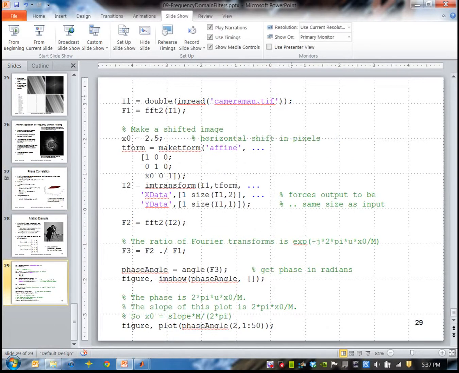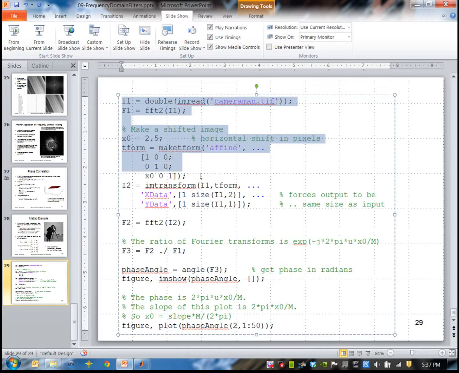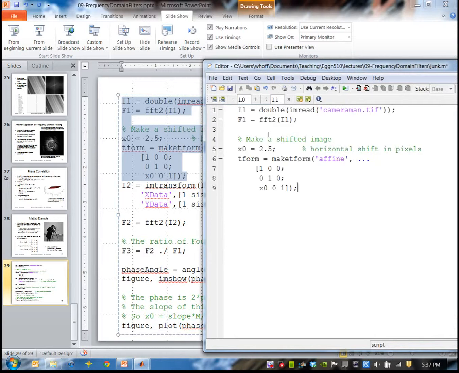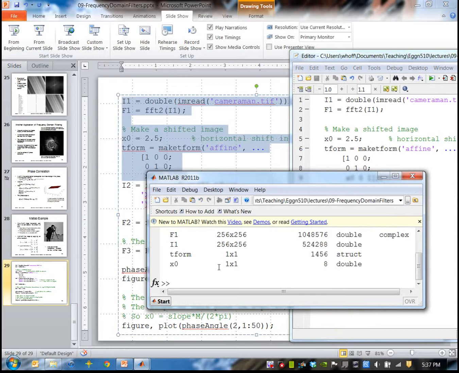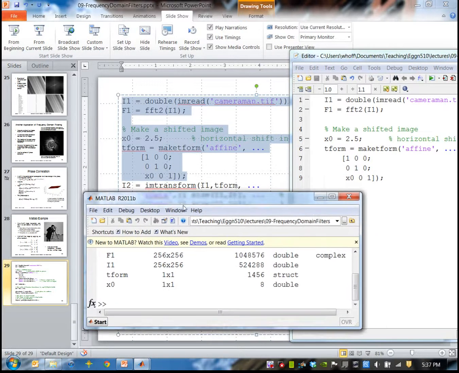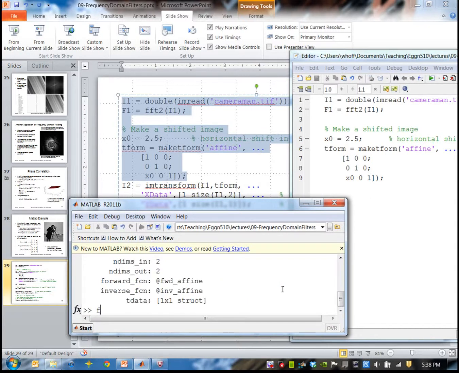So this is what the program will look like. Let me go ahead and read in, let's go ahead and run that. So I've read in the cameraman image, should be called I1. I've created this Fourier transform called F1. I've created a transform. You can see T-form here is a structure in MATLAB that contains the affine transformation. And this is what it looks like. So I've defined a horizontal shift of 2.5 pixels and 0 in the y.